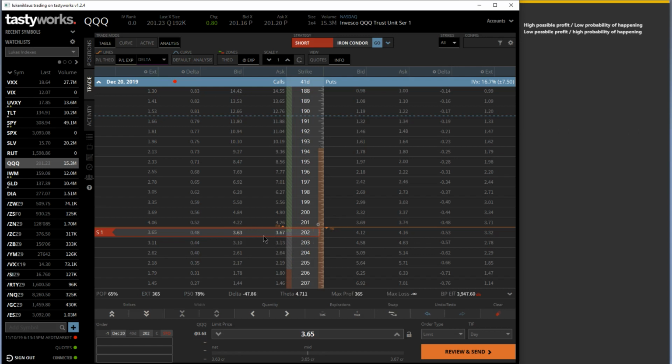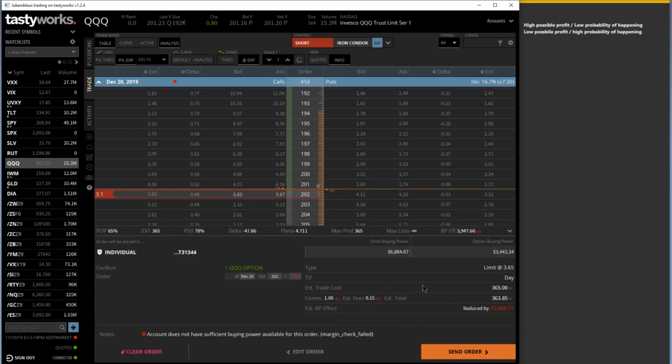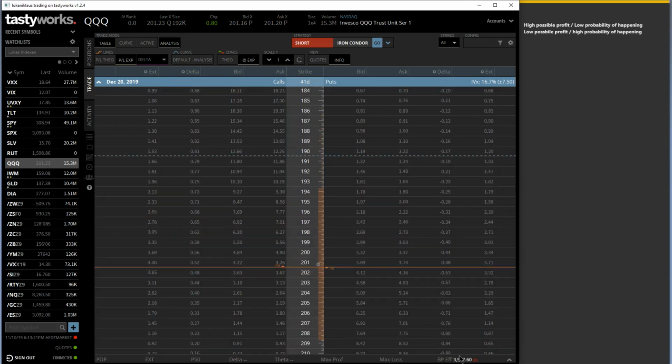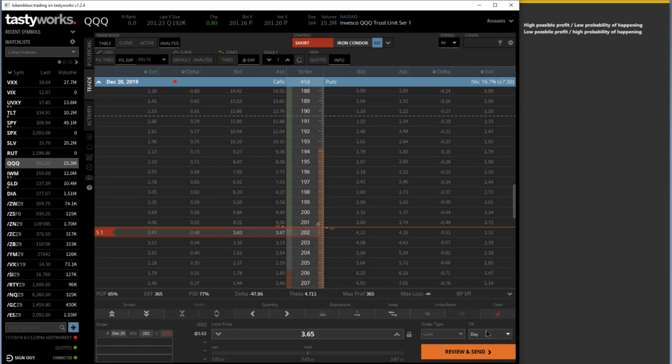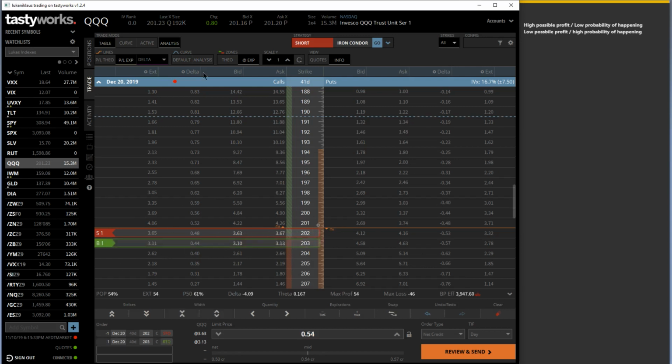I'm selling a call. But of course, that takes a ton of buying power, right? The buying power effect for the call is like 4 grand, so who could do that with a small account? What you can do instead is buy an option to buy the security to the upside if it goes against you, and suddenly this becomes way more affordable, right?